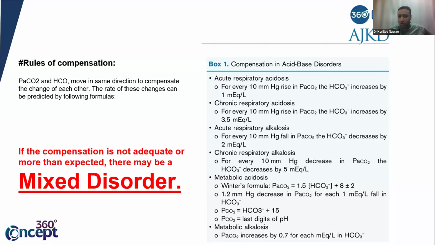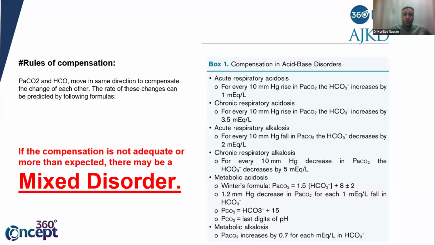And I have this photo from AJKD, which you can find in this wonderful paper on the internet. And you must know a golden and high yield fact: if the compensation is not adequate or more than expected, this is a mixed disorder for 100%. If you calculated the expected CO2 or the expected bicarb and it is not adequate or more than expected, it's a mixed disorder.